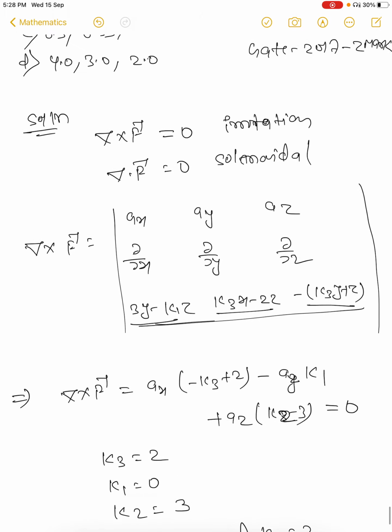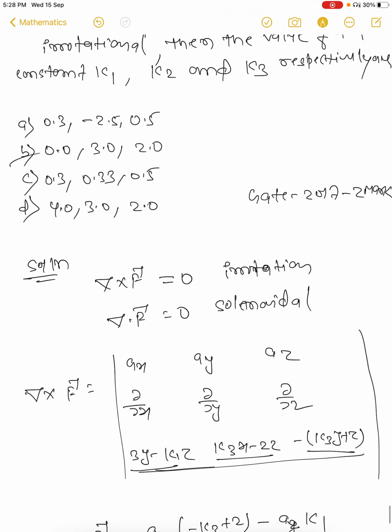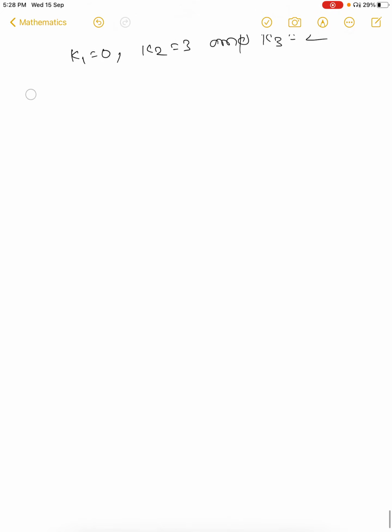So k1 is equal to 0, 0, 3, 2. B 0, 3, 2, B. 260, and option B is the right answer. Okay, so now come to the next question.